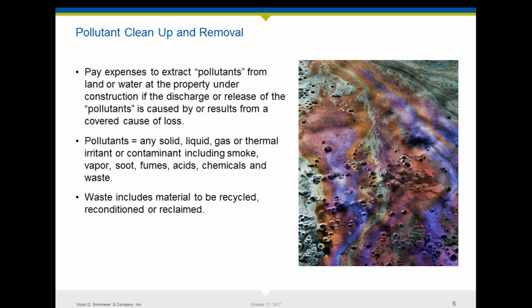So this can include any solid or liquids or gas, any contaminant, including smoke or soot or fumes. Those items that need to be cleaned up and removed after a loss are included in our form, and the limit is $15,000. So that's automatically included at $15,000, and the coverage can be increased. So something that we can customize if you think that there's a need or they have higher exposure for this coverage to be increased. Would love to talk to you about it.